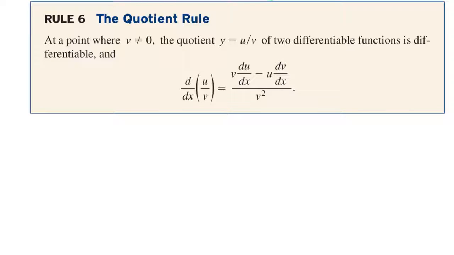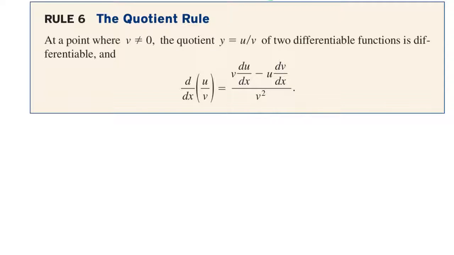Okay, rule 6 is the quotient rule. So we're going to be at a point where the function v is not equal to 0, and the quotient y equals u divided by v of two differentiable functions is differentiable, and d dx of u over v is equal to v times du dx minus u times dv dx all divided by v squared. What exactly does that mean?